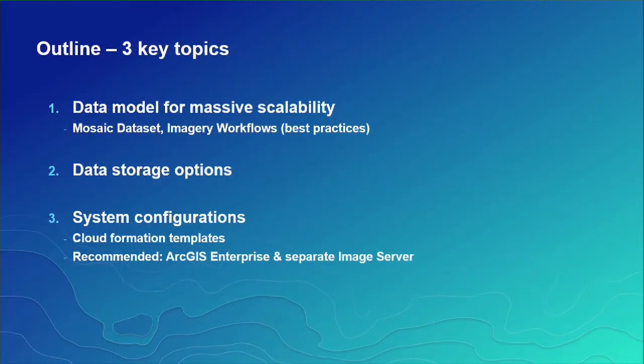So, what I want to talk about today, there are basically three key topics that I want to touch on. The data model for the way we recommend managing large collections of imagery. If you've heard me speak before, you've probably heard this before. And I'm assuming that everybody here is already using mosaic data sets. So I'm going to, for the most part, skip over that, but I'll just show you a few slides. I guess very quickly, is there anyone here who does not know what a mosaic data set is and is not currently using that? Okay, good, so I can skip over that. So I'm going to focus more on the central part, the data storage options, and then some on the system configurations.